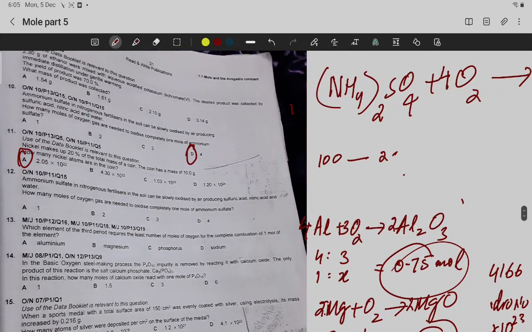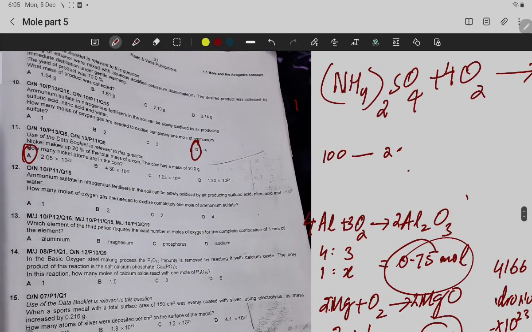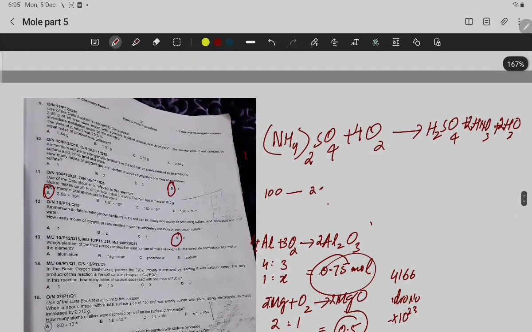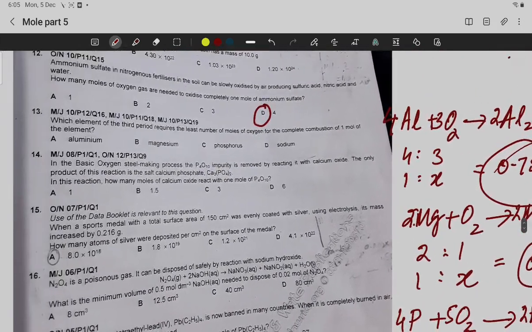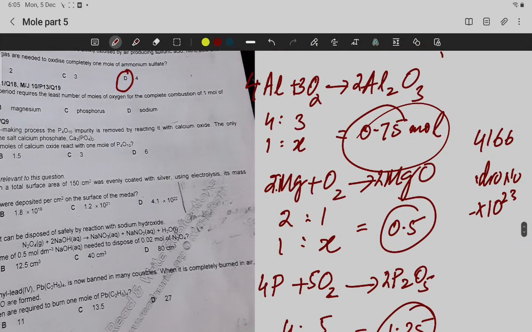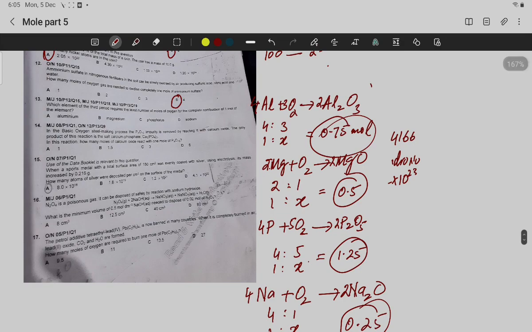So question number 12. 4 moles of oxygen is required. After balancing this reaction we get the moles of oxygen which is used to react with ammonium sulfate. And this is question number 13. We can check by writing the chemical equation of combustion reaction with aluminum, magnesium, phosphorus, and check the moles.